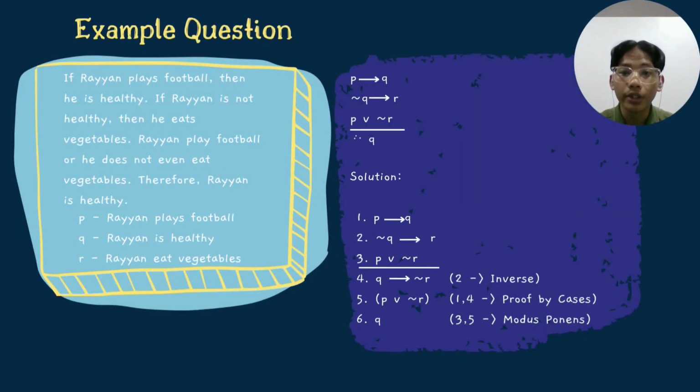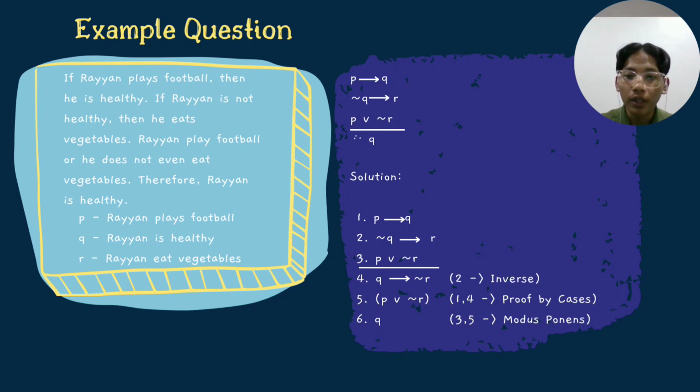So this is the example question for rules of inference. The question is: if Ryan plays football, then he is healthy. If Ryan is not healthy, then he eats vegetables. Ryan plays football, or he does not even eat vegetables. Therefore, Ryan is healthy. P is Ryan plays football. Q, Ryan is healthy. Then R, Ryan eats vegetables.